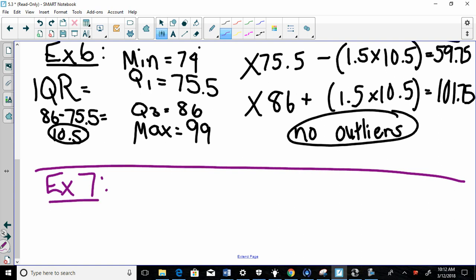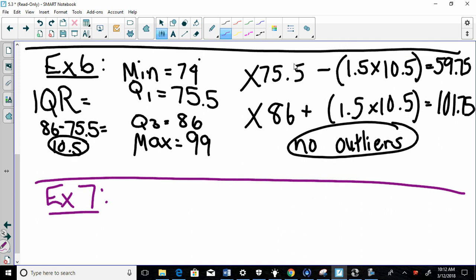So answers are supposed to be bigger or smaller. So this is your formula: Q1, you're taking your first quartile, and you're subtracting 1.5 times your IQR. You're saying, if any of the data points are smaller than 59.75, then it's considered an outlier. When you look at the line of numbers, the minimum, the smallest number, is 74. So is 74 smaller than 59.75? No, so that's not considered an outlier.